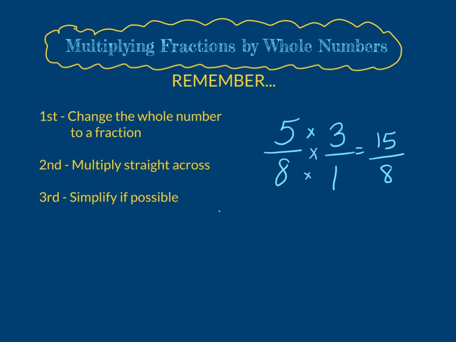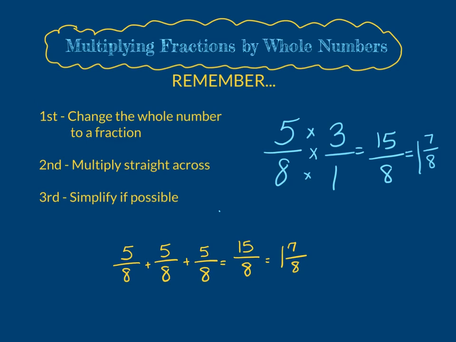The last thing I'm going to do is simplify my fraction if possible, and in this case I can get one group of 8 out of 15, and I have 7 left over, giving me the new mixed number of 1 and 7/8. Remember, if you get stranded or lost, don't forget what you already know. You know that multiplication is repeated addition, so you could just take that original fraction of 5/8 and add it by itself 3 times, giving you the same answer of 15/8 and 1 and 7/8.